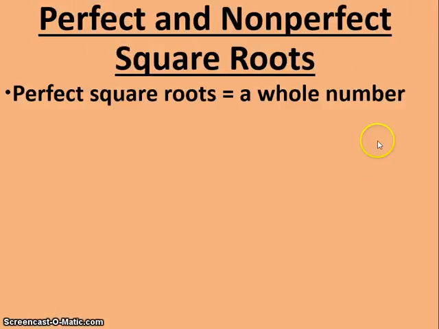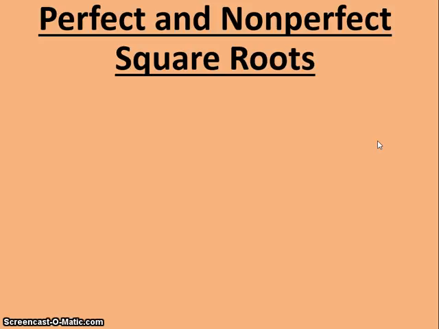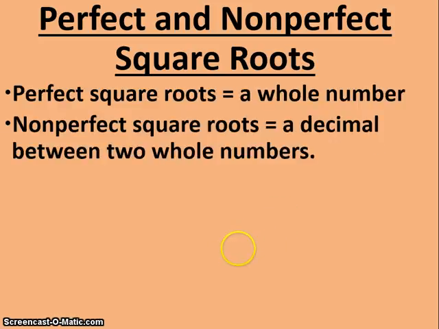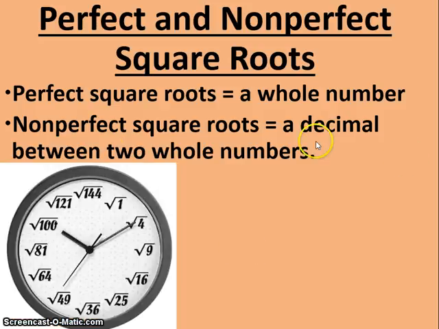Now, we saw in that list perfect and non-perfect square roots. Perfect square roots are the ones that equal a whole number. Non-perfect square roots are the ones that equal a decimal between two whole numbers. This clock lists the first 12 perfect square roots. The square root of 1 is equal to 1 because 1 times 1 is 1. The square root of 4 is equal to 2 because 2 times 2 makes 4. The square root of 9 is equal to 3 because 3 times 3 makes 9, and so on around the clock, equaling each of the whole numbers that correspond to the clock locations.